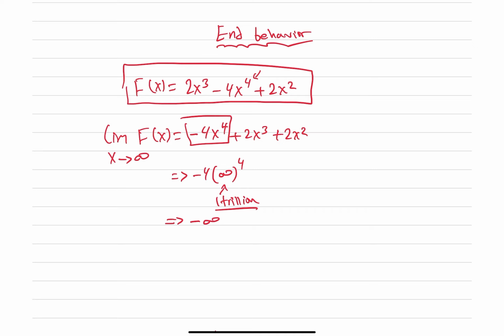Now, let's do the limit as x tends to negative infinity of the same function. Remember, we only take the leading term, which has the highest degree. So now I have negative 4 multiplied by negative infinity raised to the power of 4. So what do I get? I get negative 4 multiplied by a really large number, which is infinity, because negative infinity raised to the 4th power is an even power, which gives us a positive sign. So negative 4 times infinity is simply equal to negative infinity as well.